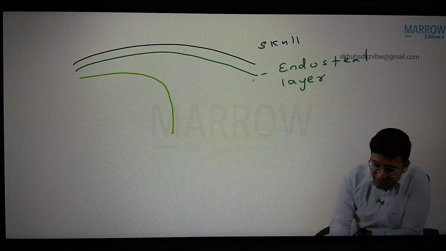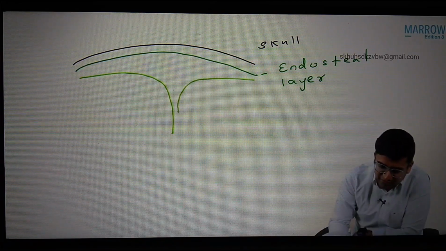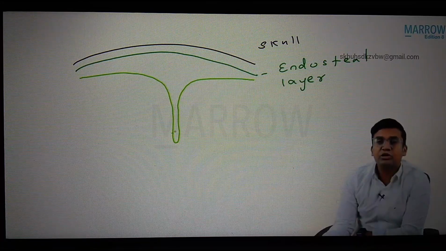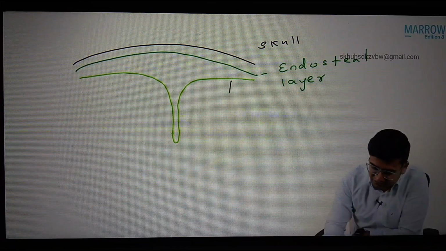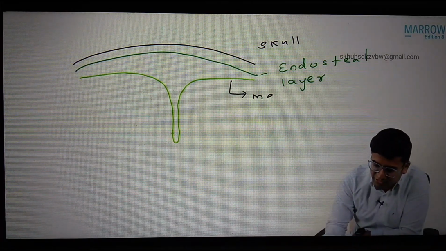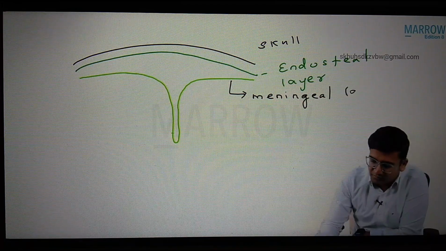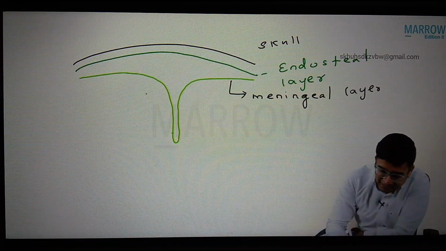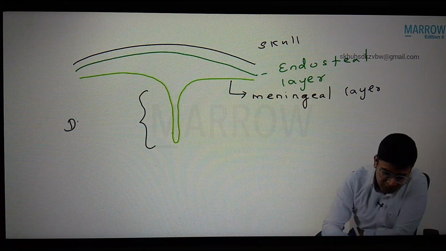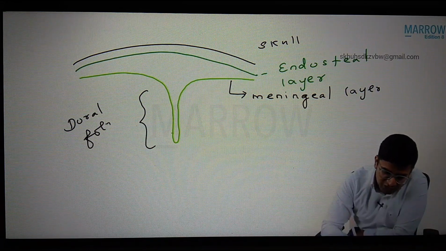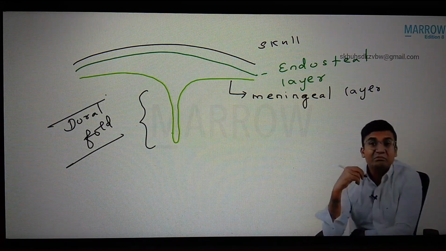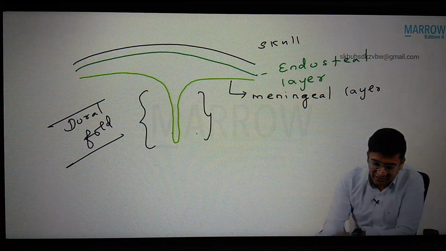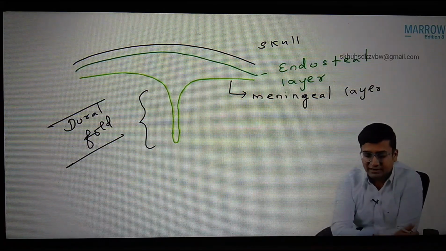The meningeal layer of the dura goes into the brain and forms the dural fold like this. So this is our meningeal layer of the dura, which goes inside the brain and in turn forms the dural fold. So the dural fold is coming from the meningeal layer of the dura. Okay, right. See the diagram.